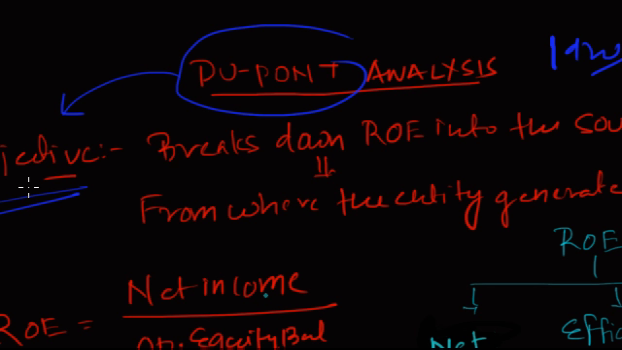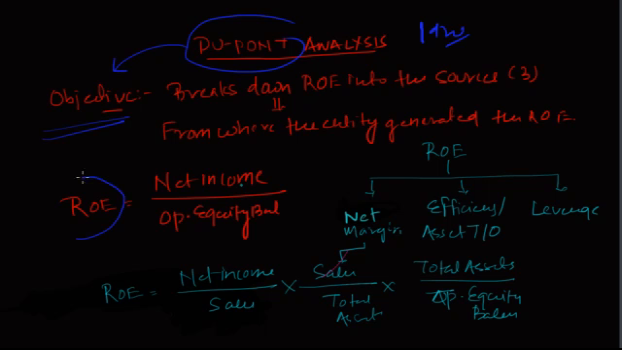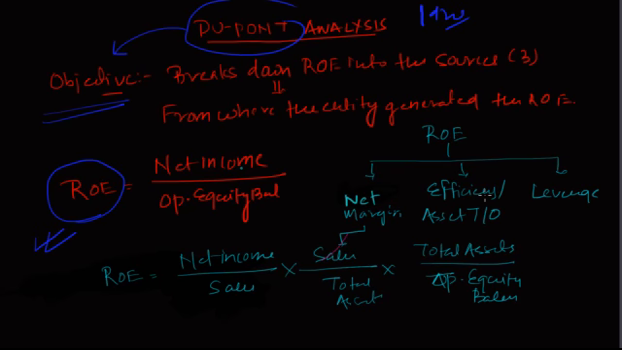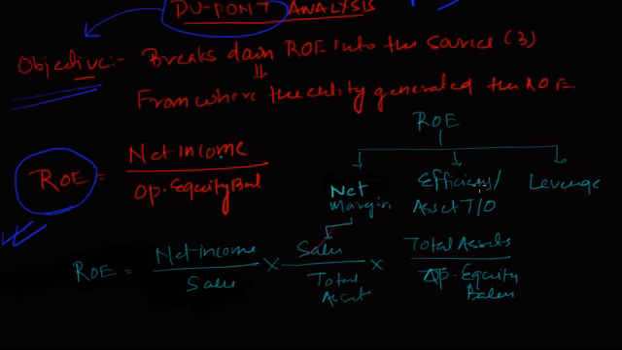DuPont analysis breaks down return on equity into three different categories, which means it looks at return on equity from three different dimensions. It divides the return on equity into three different components. So solely relying on return on equity as an investment indicator is a bit vague, which I've already discussed in my previous video. So let's understand what DuPont sees in return on equity. What it does is it divides the return on equity into three different categories.